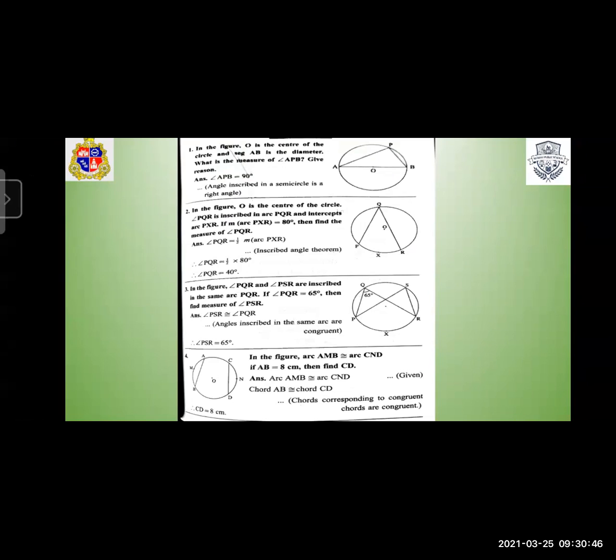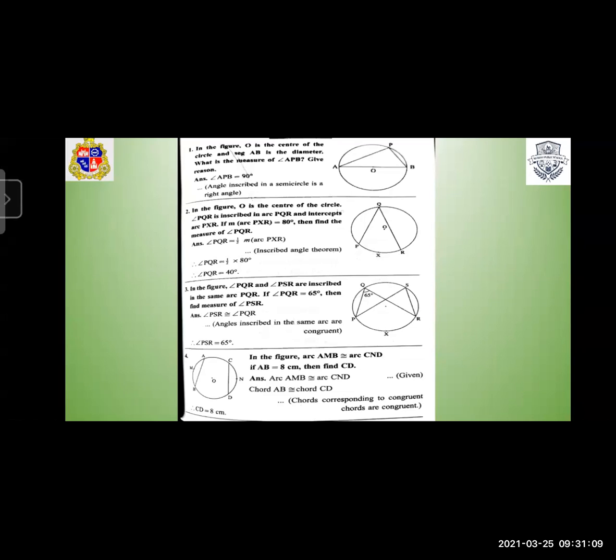In the figure, O is the center of the circle, PQR is inscribed in the arc PQR and intercepts arc PXR. So PXR is given as 80, then find PQR. We have to find PQR. Then we know that angle PQR is half of the arc, that is the inscribed angle theorem. So this one is 80, so we get 40.